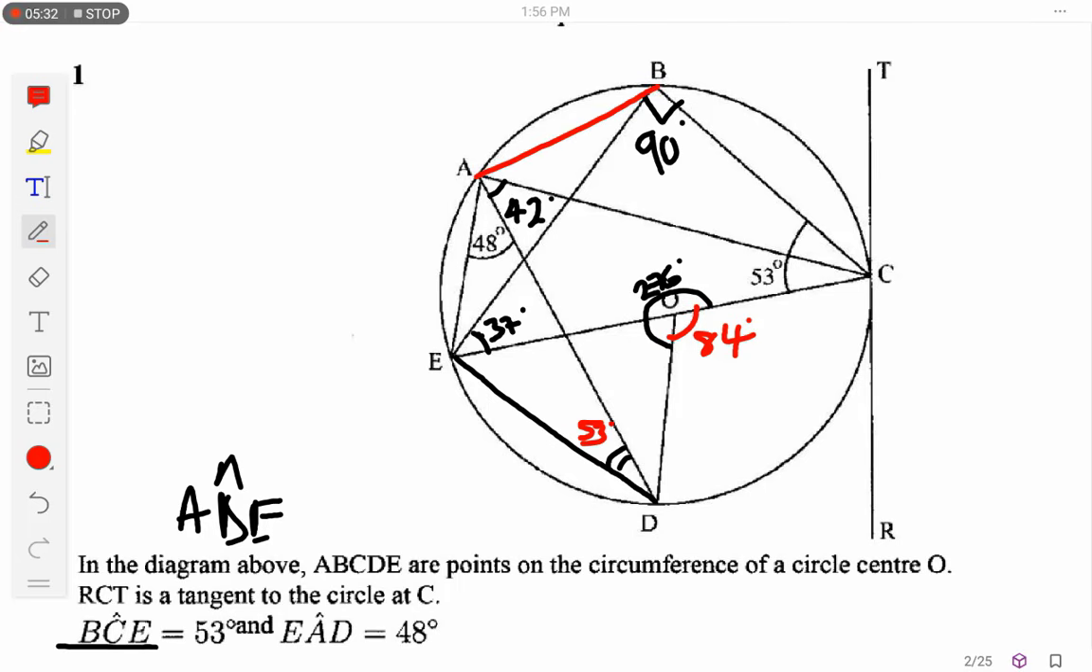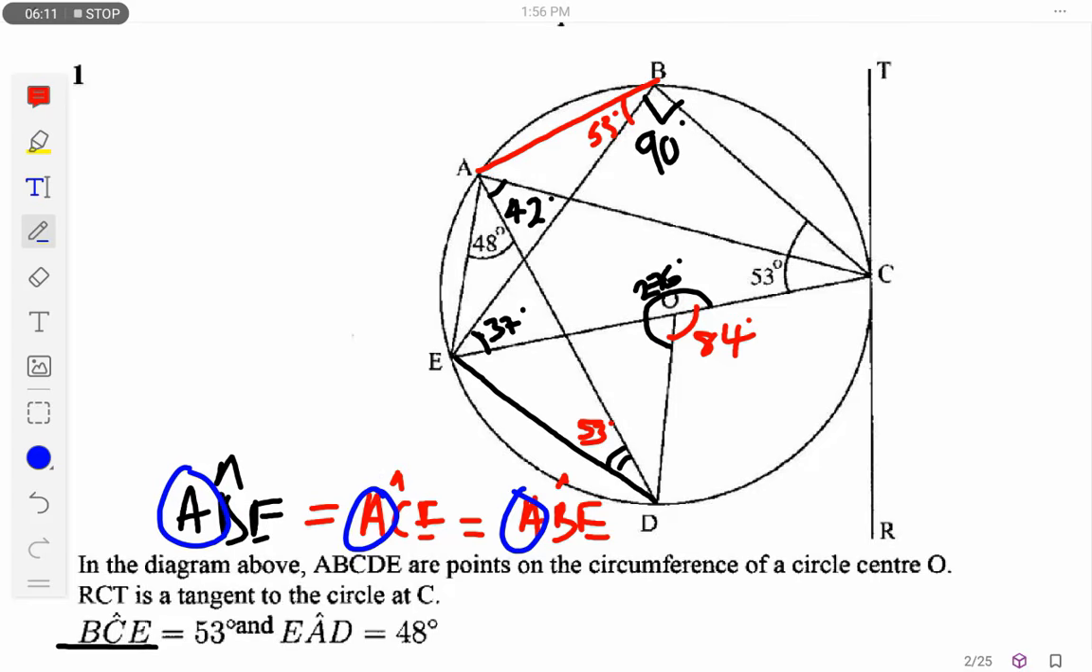I can also do this. I'm going to take from A to B, such that the same chord subtending this one is the same chord subtending to there. This angle will also be 53. So I can say this is also 53 degrees. At the end of the day, the angles equal to ADE are ACE, which is also equal to ABE. They all have a common A and E there. That's quite interesting.